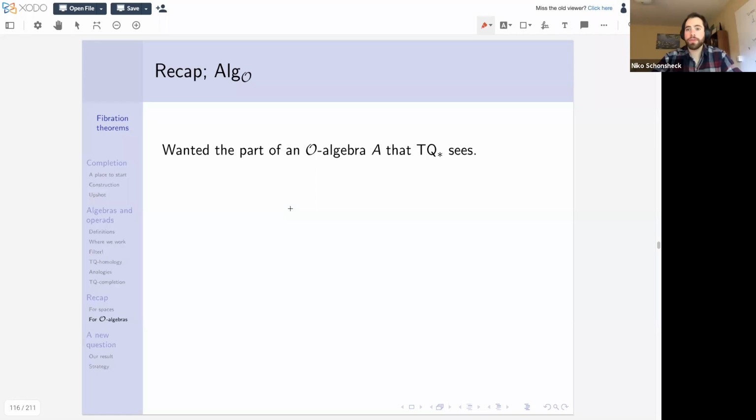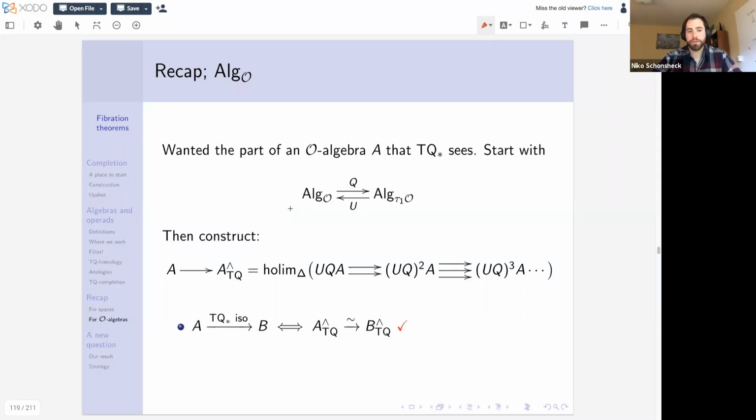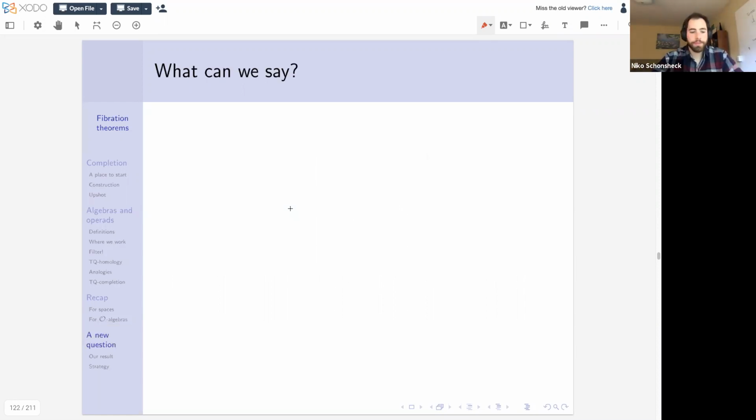And then, of course, the same thing for O algebras. We wanted the part of an O algebra that TQ sees. Start with this adjunction, build this cosimplicial thing, have the first property, and now we want to ask about the second thing. Is it a TQ iso? Is it a weak equivalence? What can we say? So that's where we're headed.